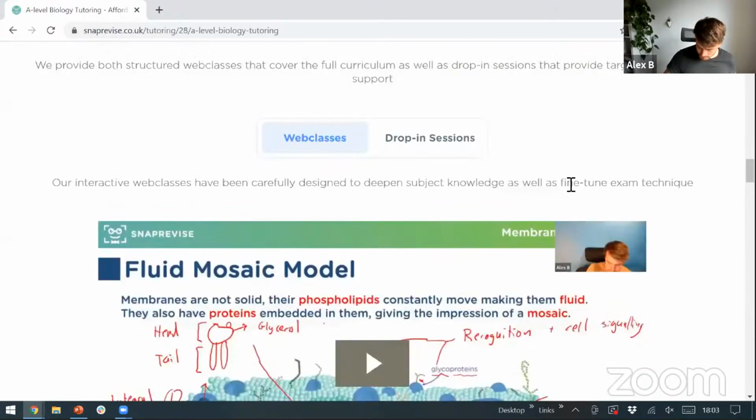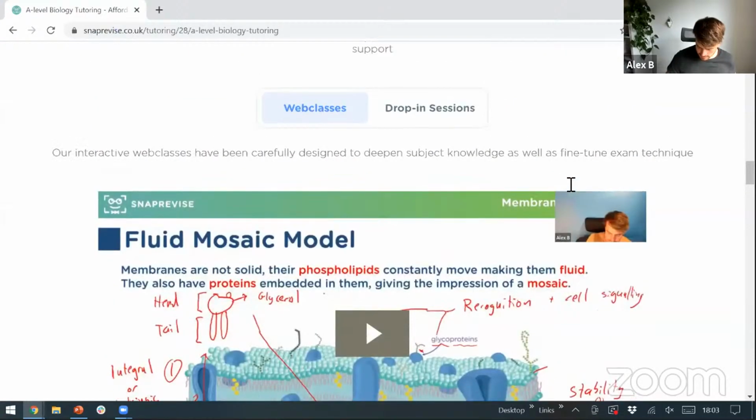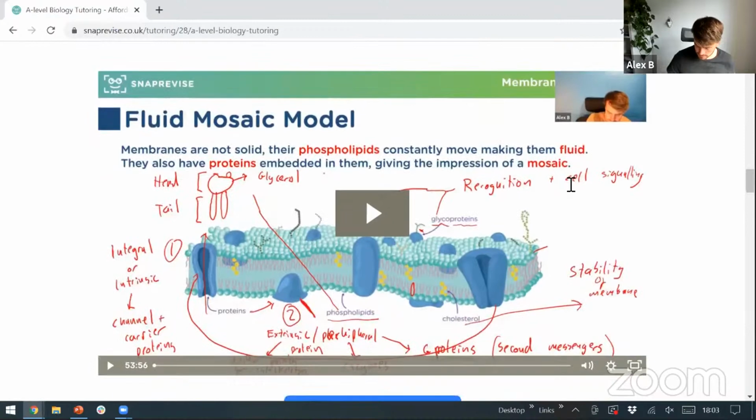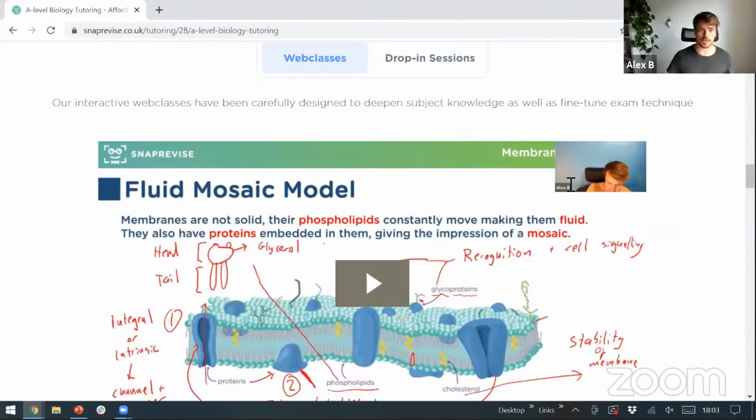So this is an example of a class I did at some point. We have 2 different things. We've got web classes, which is like what we just did today. We go through topics. We usually do more questions, but we didn't really do any today. But we do introduce the topic, revise it, and do some questions to make sure you know how to answer them.